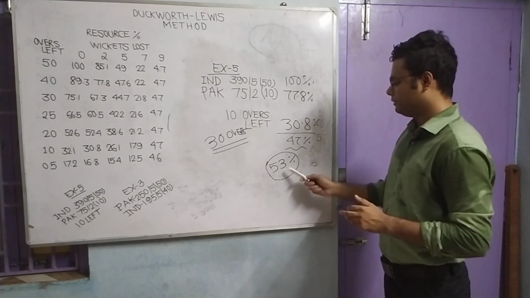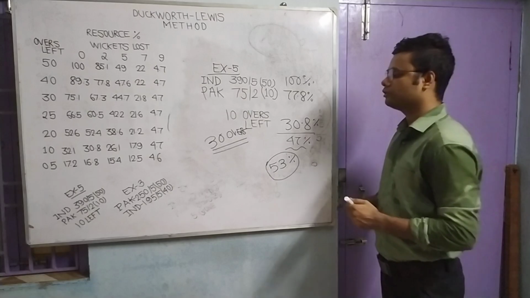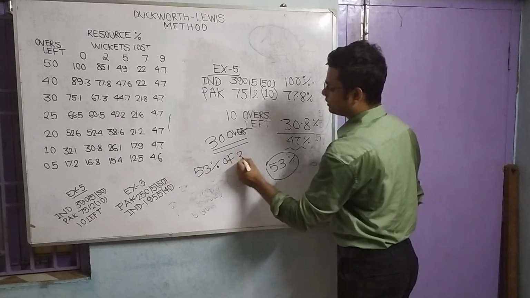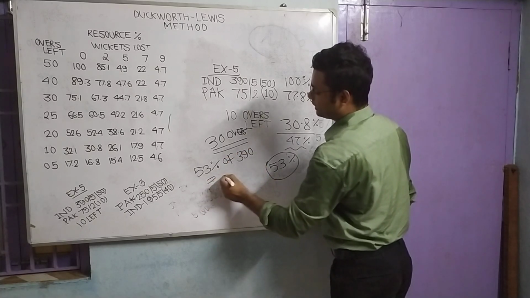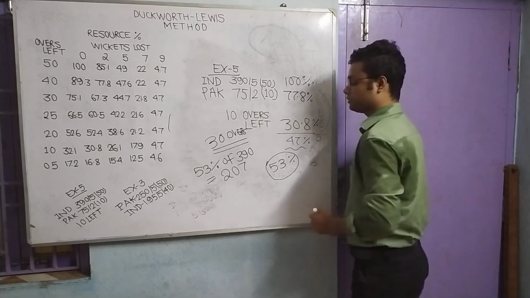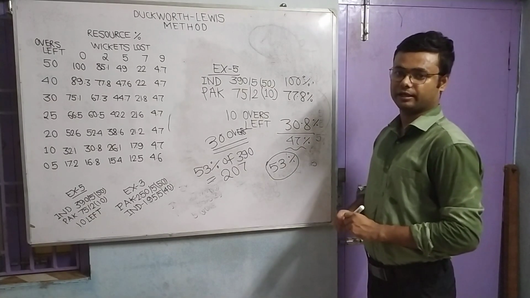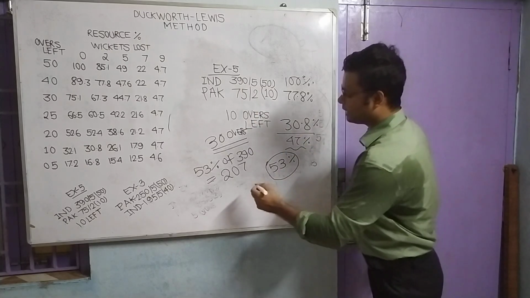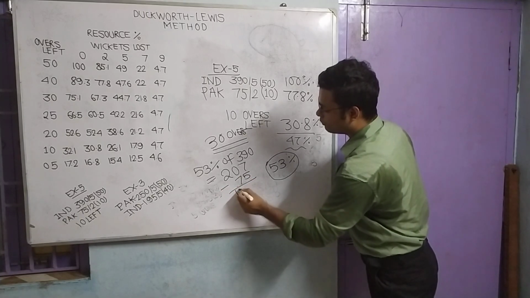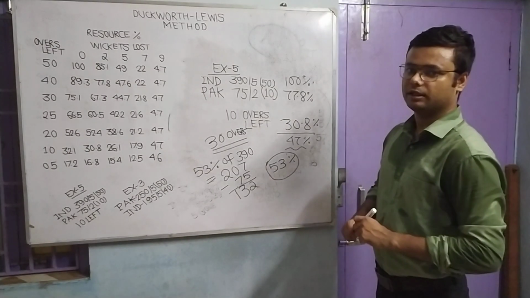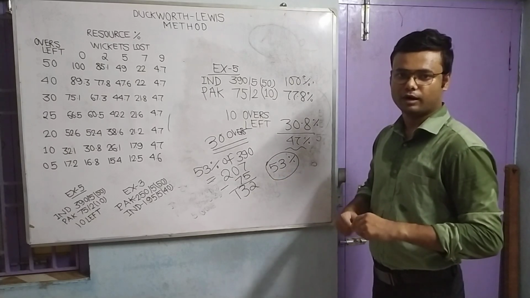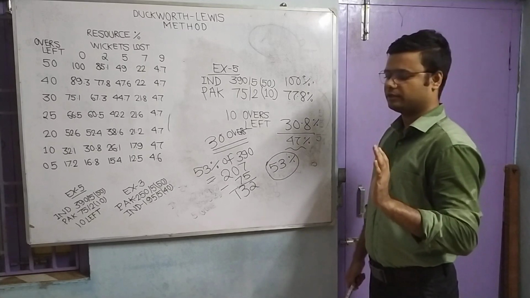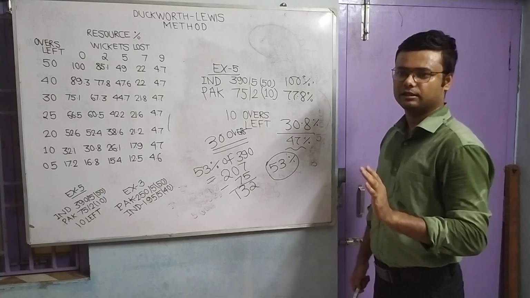As they have only 53% resource left, they have to score 53% of India's total. 53% of 390 is 207. They have to score that. So that was their revised DL target. So out of 207, they had already scored 75. So they have to score 132 more runs with 10 overs left. Now their target is 132 off 60 deliveries or 10 overs. If they are able to do it, they will be declared the triumphant.